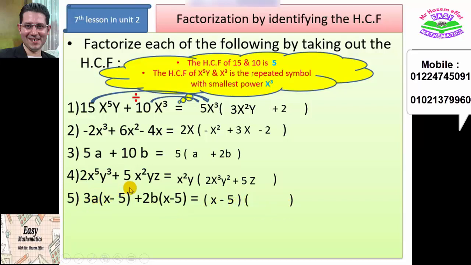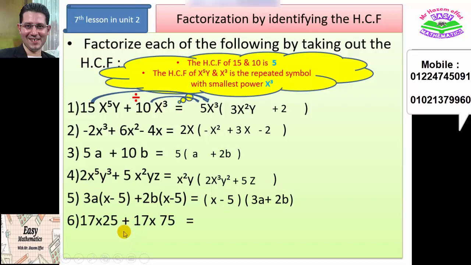And when we take x minus 5 here, what about the remainder? It will be equal to 3a first. Yes. And when we take x minus 5 again from here, the remainder will be positive 2b. Okay, so easy. Yes.